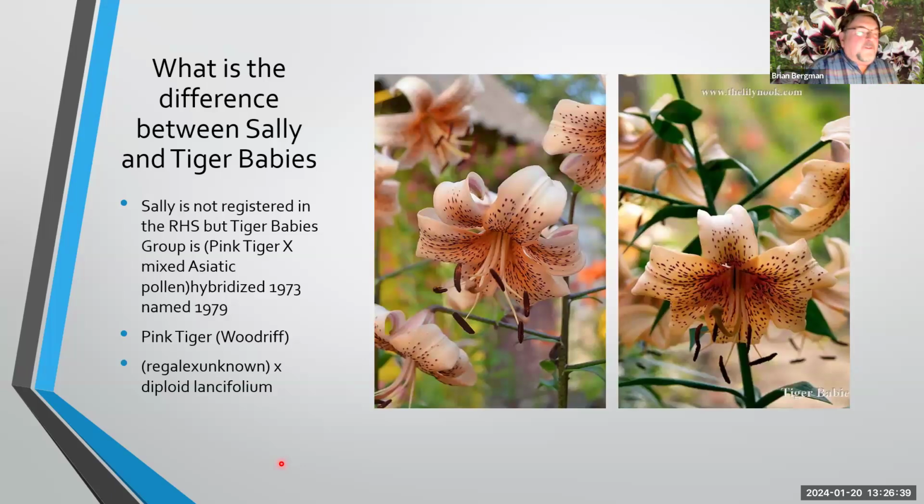So here we go. How to tell a lily. What is the difference between Sally and Tiger Babies? Sally is not registered in the RHS, but the Tiger Babies group is. And Tiger Babies is Pink Tiger times mixed Asiatic pollen, hybridized in 1973 by Leslie Woodruff, named in 1979. And Judith found out it was a buff colored flower. Pink Tiger was Regale cross unknown cross a diploid lancifolium. Now, on the two pictures here, one is supposedly Sally and one is supposedly Tiger Babies. That's what I Googled. And now we'll see what are the real Tiger Babies and the real Sally.